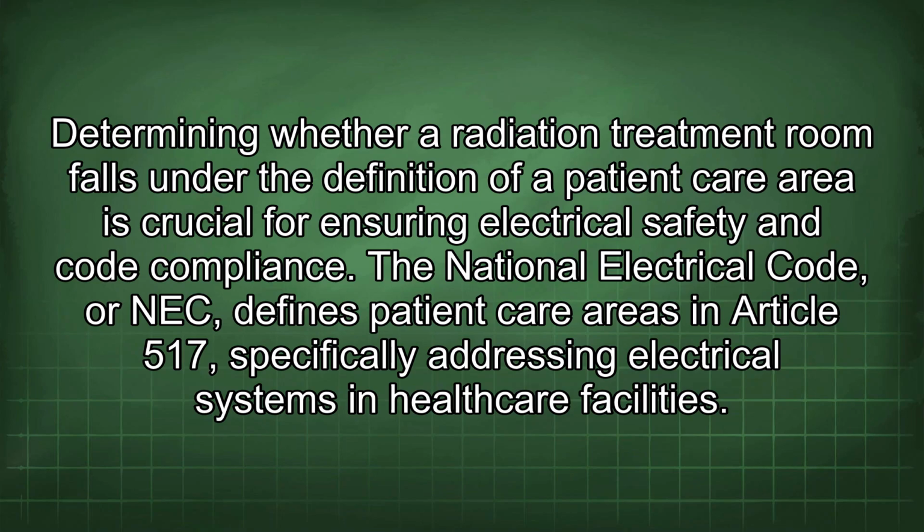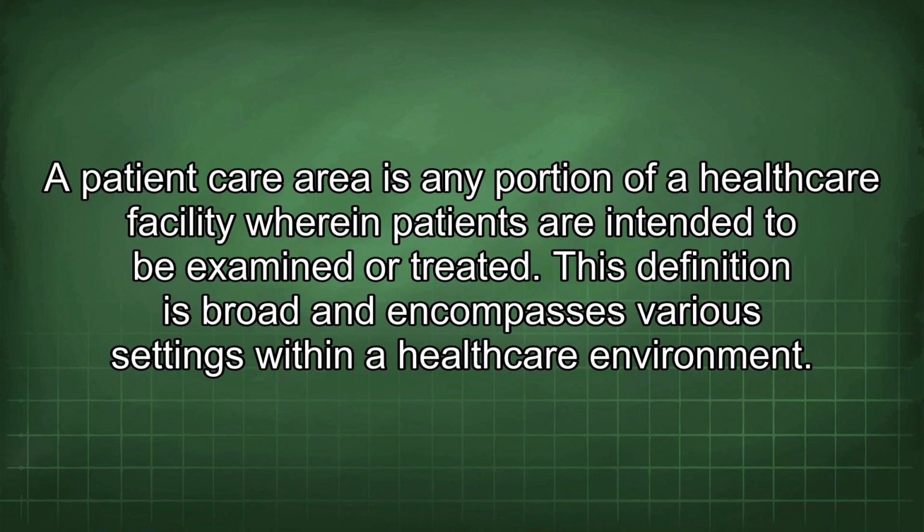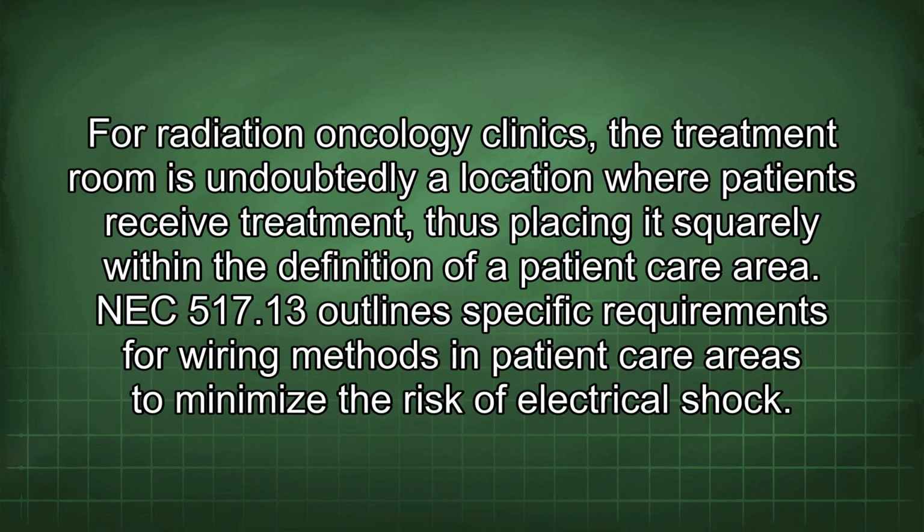Determining whether a radiation treatment room falls under the definition of a patient care area is crucial for ensuring electrical safety and code compliance. The National Electrical Code, or NEC, defines patient care areas in Article 517, specifically addressing electrical systems in healthcare facilities. A patient care area is any portion of a healthcare facility wherein patients are intended to be examined or treated. This definition is broad and encompasses various settings within a healthcare environment. For radiation oncology clinics, the treatment room is undoubtedly a location where patients receive treatment, thus placing it squarely within the definition of a patient care area.